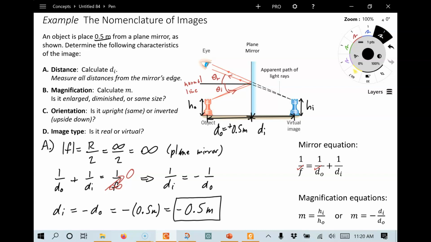And that tells us that the height is the same at 0.5. The negative sign here tells us that the image is in the back.